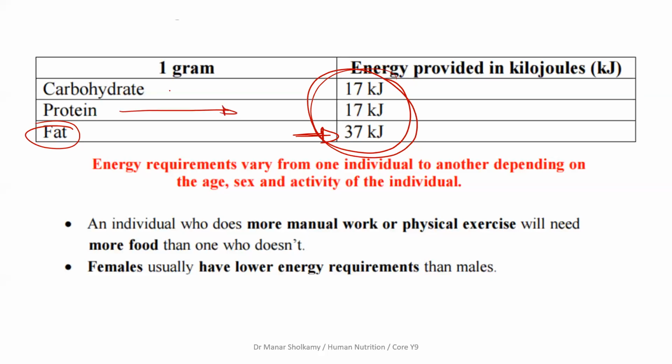Protein and carbohydrates give you the same amount of energy, but the body prefers to break down carbohydrates first. When the carbohydrates are finished, the body will start to break down protein, and this is not very healthy. Okay? And energy requirements differ from one person to another because it depends on the age, the gender, and the activity of the individual.